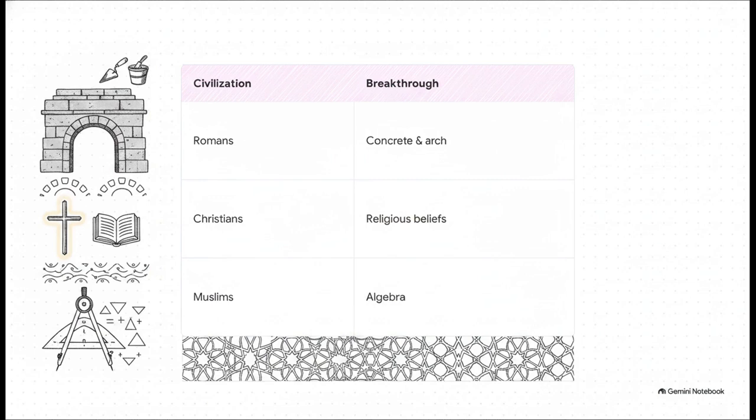The Romans invented concrete and mastered the arch in building, which quite literally anchored their empire in stone. The Christians helped fundamentally shape the religious beliefs of the Western world. And Muslim civilizations not only spread Islam globally, but they also invented algebra. Yeah, so if you're taking a math class right now, you have these ancient scholars to thank for it. It just goes to show how cultural and intellectual developments totally cross borders and centuries.